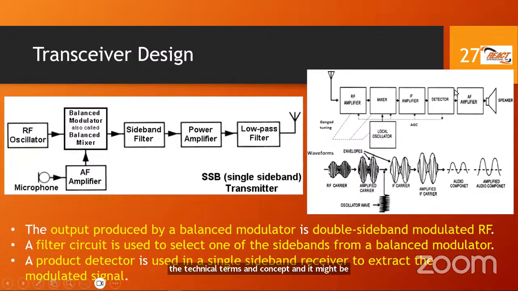So the product detector, which is this, is used in a single sideband or SSB receiver. So this is a receive circuit block diagram, and it extracts the modulated signal. What that means is it strips off the audio and sends it to the audio frequency or AF stage so that you can hear it. So these are the exam questions in relation to the receive and transmit stages of a radio.